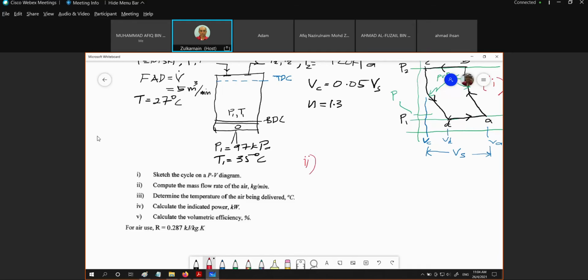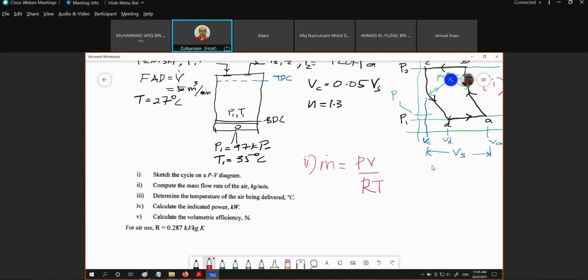M dot at any point is the same. So we are going to use the ideal gas equation, PV equals mRT. So m dot is equal to PV over RT.